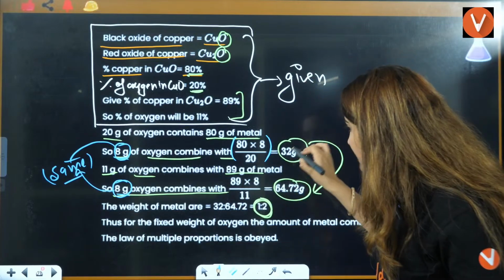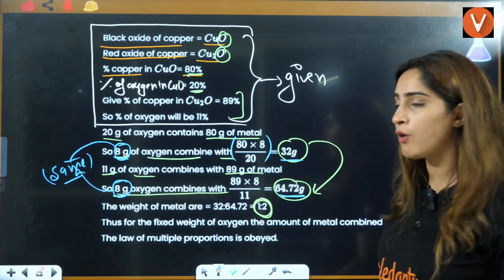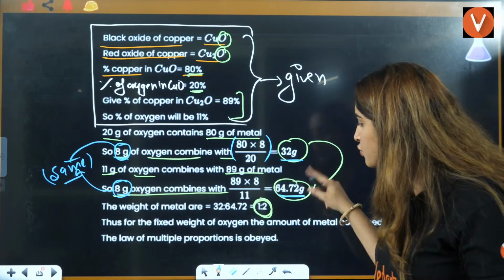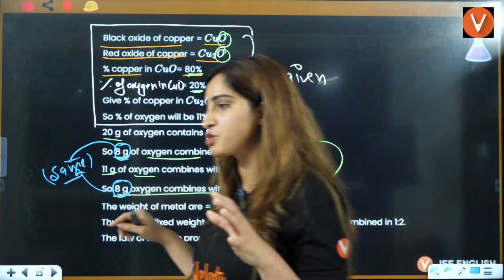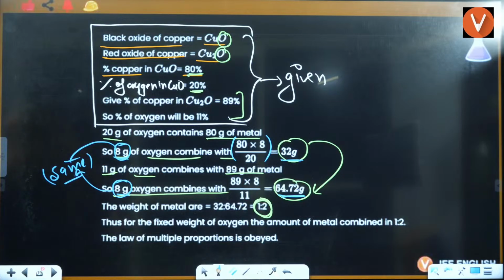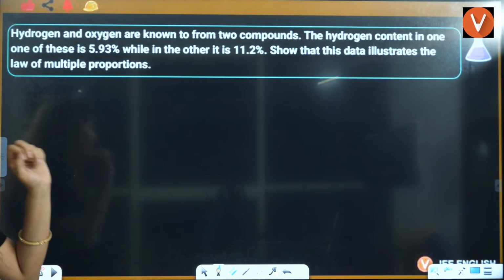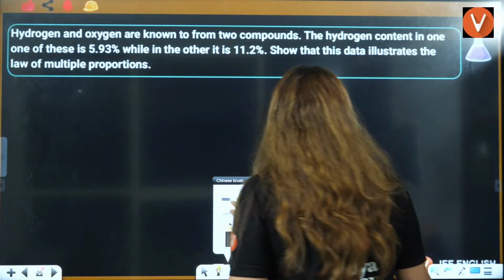And the amount that you are getting here, if that is in the simple whole number ratio, then it is correct. Okay, sure. Now, let's do the next one. It is based on the same thing.